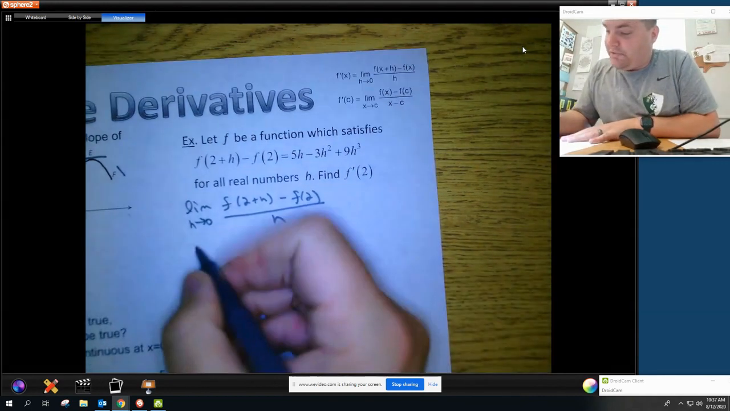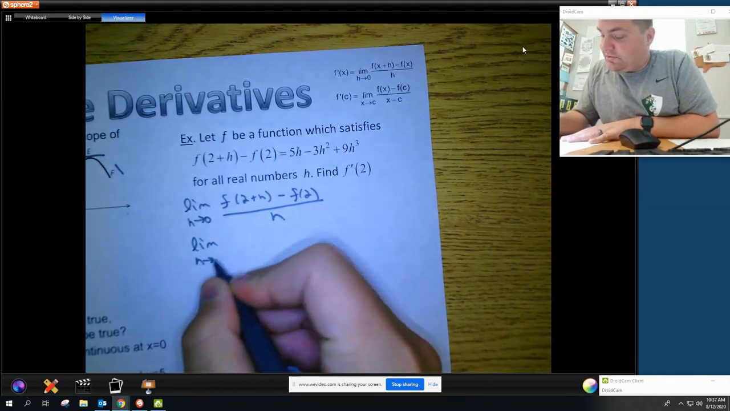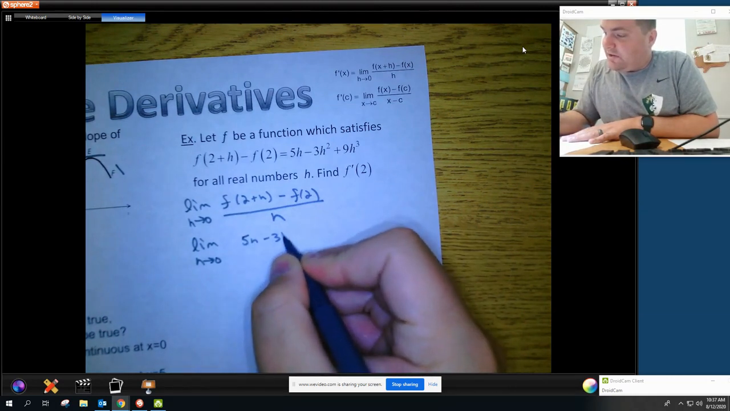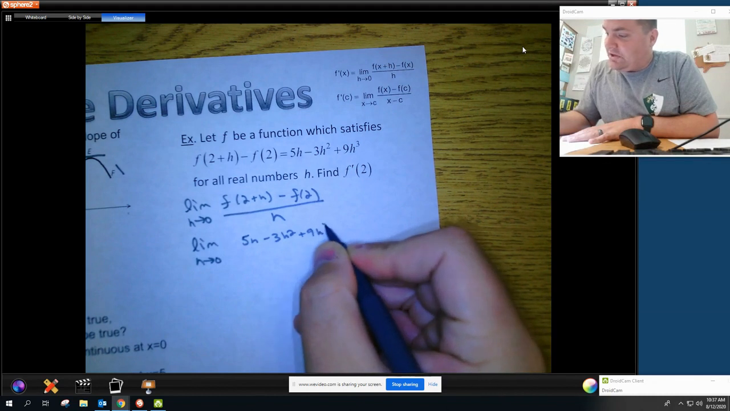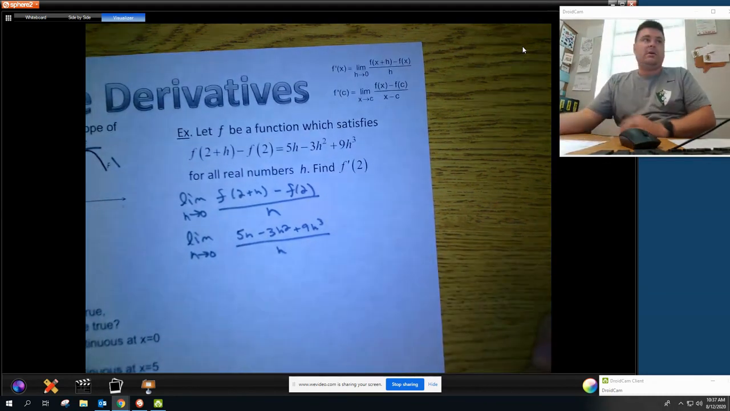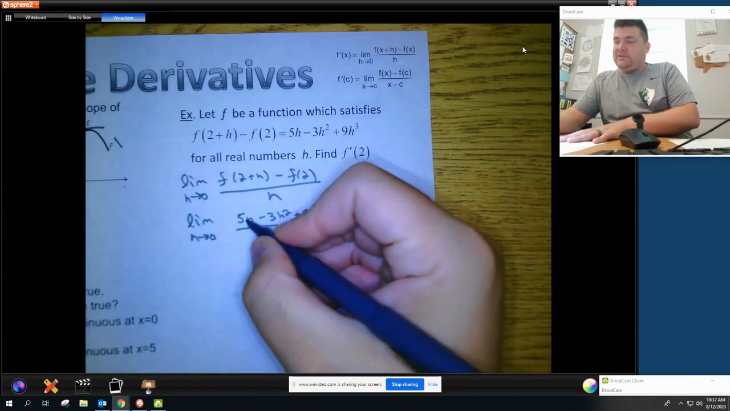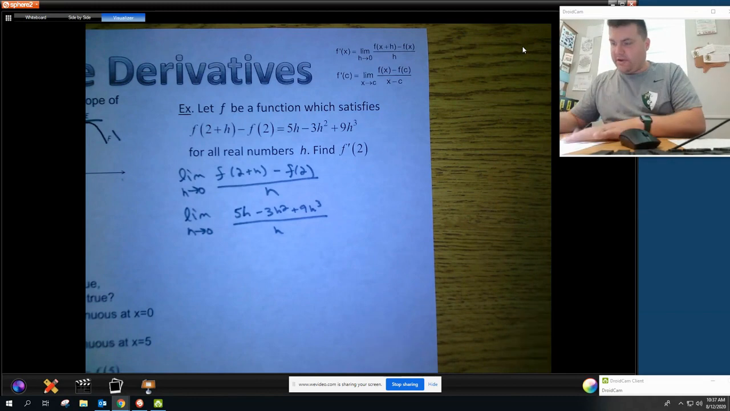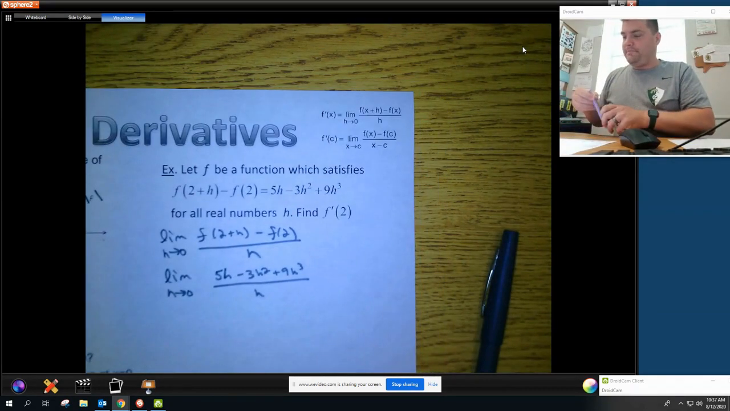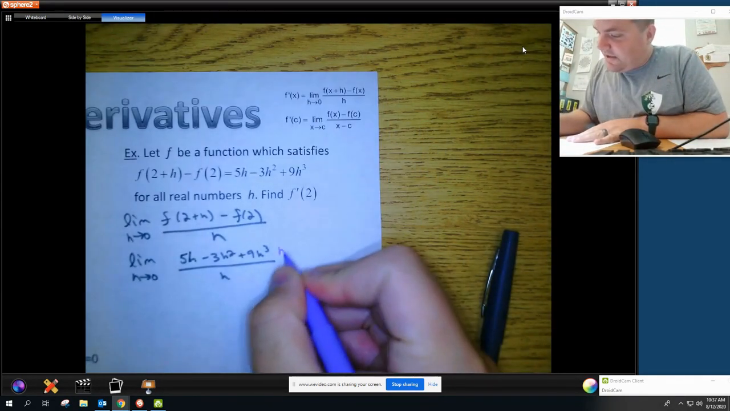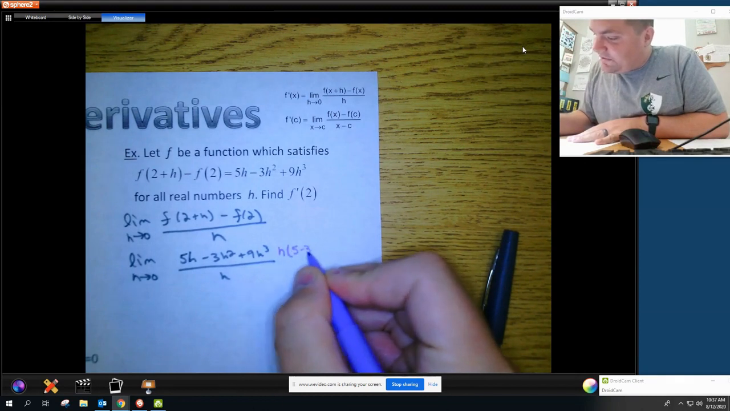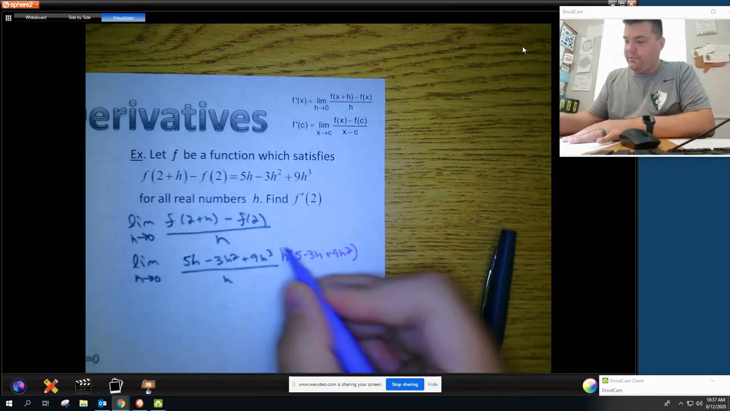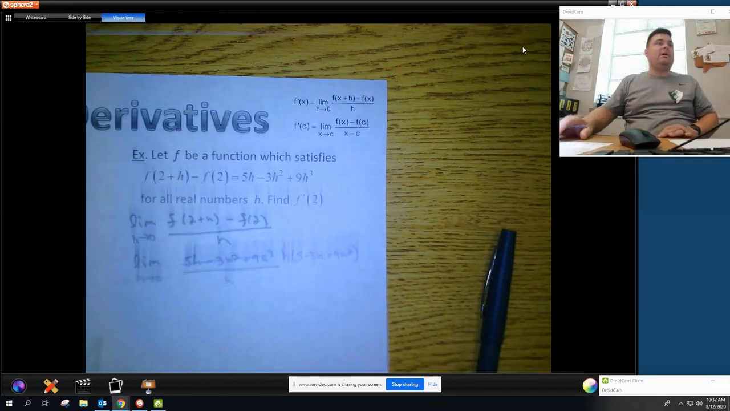So now I'm just going to replace everything. The limit as h approaches 0 is going to be 5h minus 3h squared plus 9h cubed all over h. What's really nice about this is that I have a GCF of h through all of these, so I can actually take out an h. I'm going to purple this one up. I have h, and I'm left with 5 minus 3h plus 9h squared. That purple right there is the factored form of the numerator.